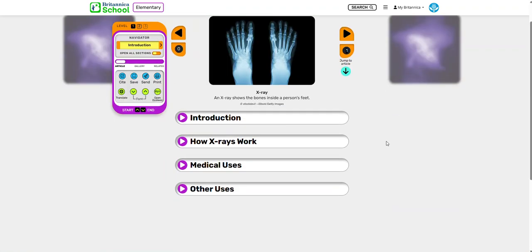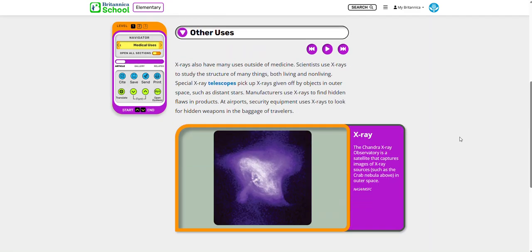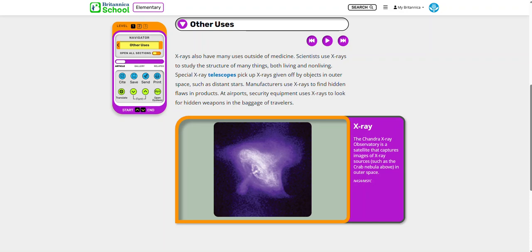So when I look at X-rays, I notice that I have a couple of subtopics here, one of which is how X-rays work. So that gives me a little bit of guidance and a little bit of direction for this research project. If I click how X-rays work, there's a little bit of information here. I'll have to do more research, but that's okay. Medical uses, and then other uses as well. So this will be of interest to me and to the audience, which makes it a good choice.